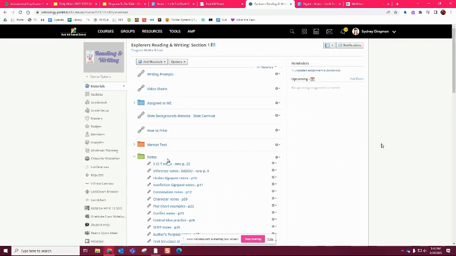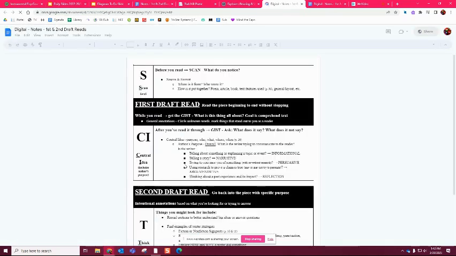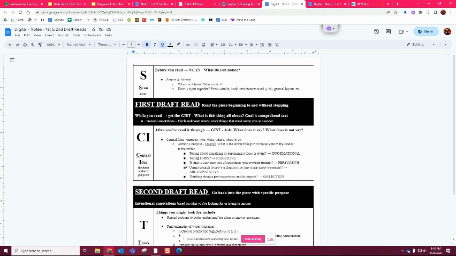Okay, so in the reading writing course, in the notes folder, you're going to see the top link. It says SCIT notes. These will eventually be given to you. You do not need to print these. But when you get to school, make sure you ask for them. We have these copies. They're two different colors, and you will tape them on page 22 when you get back to school.